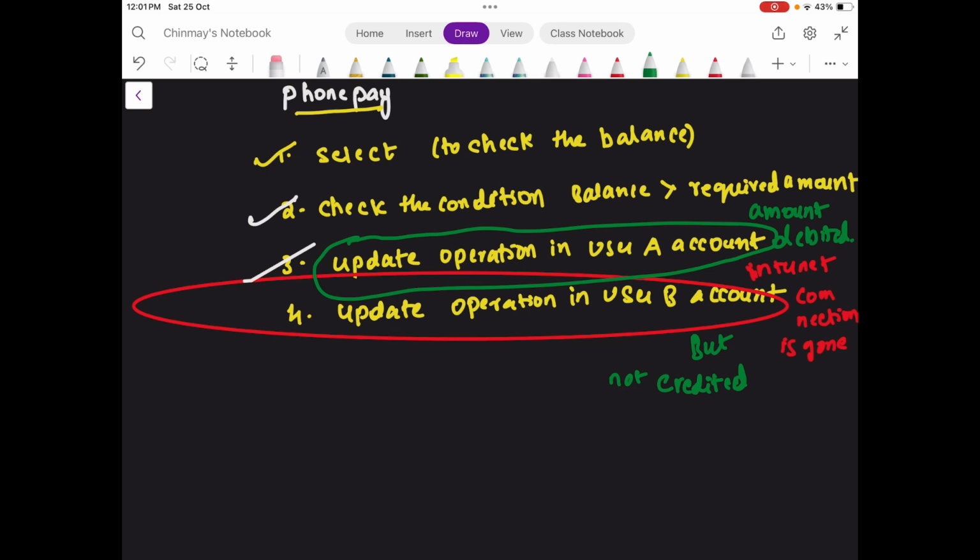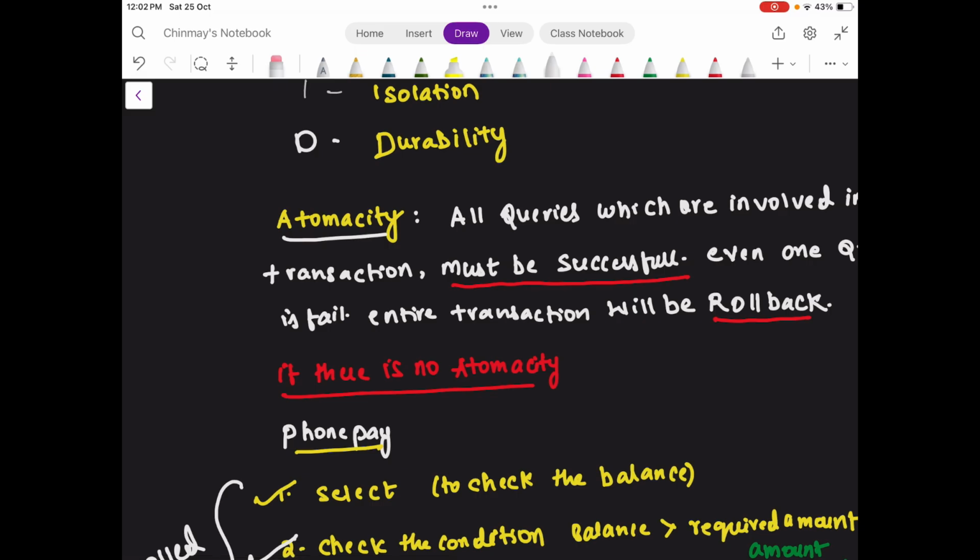Now what happened? Because your database has an atomicity property, even if one query in the transaction fails, the entire transaction will be rolled back. Your update operation failed. When the update operation fails, the entire transaction is rolled back. Again your money will be credited back to your account. That is the importance of the atomicity property.